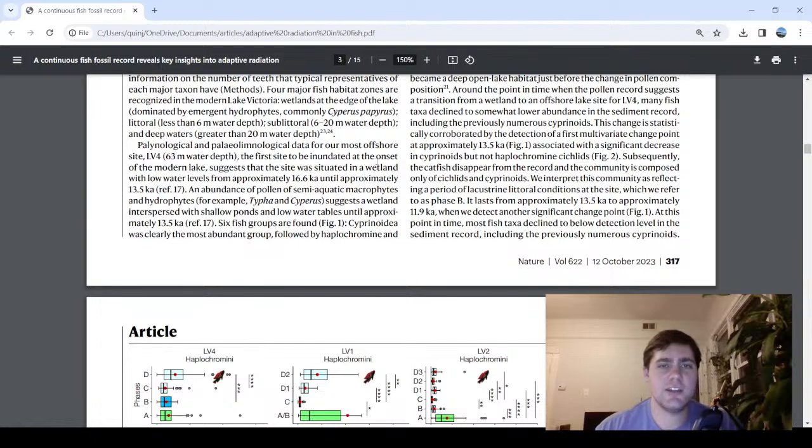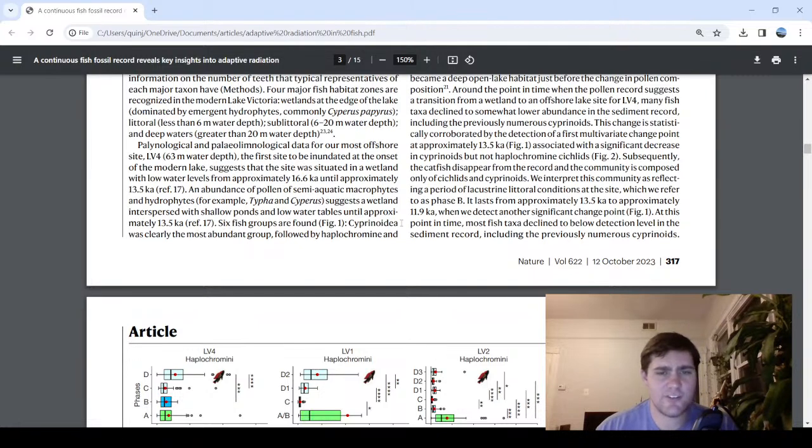The first site to be inundated with the onset of the modern lake suggests that the site was situated in a wetland with low water levels from approximately 16.6 Ka until approximately 13.5 Ka. An abundance of pollen of semi-aquatic macrophytes and hydrophytes suggests a wetland interspersed with shallow ponds and low water tables until approximately 13.5 Ka.